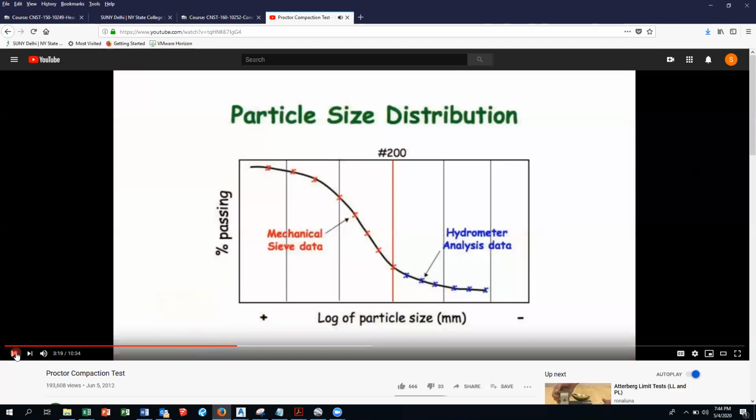Can you guys hear me? Yes. That's the wrong curve. That's the one from the sieve curve. So they goofed. Just saying.